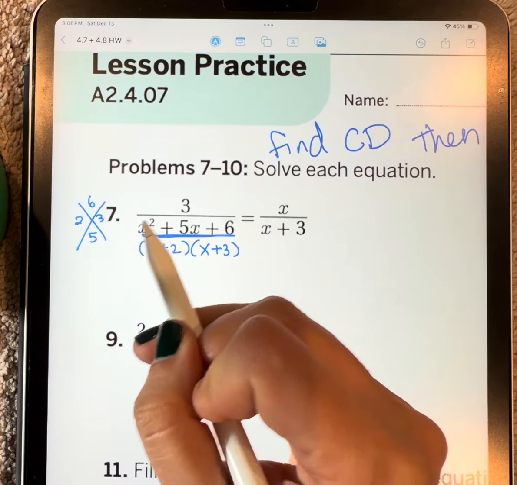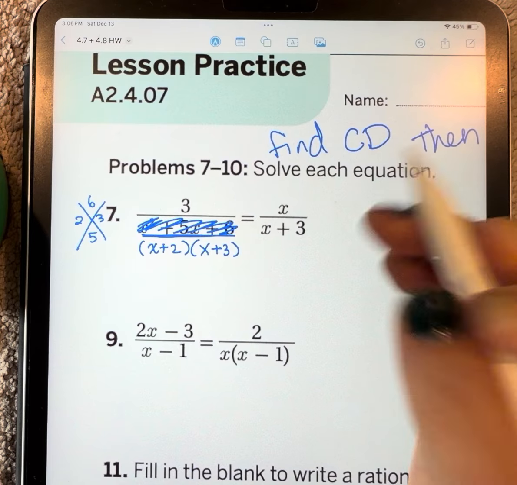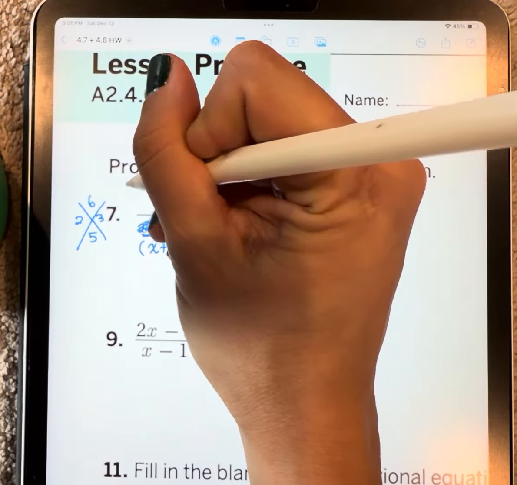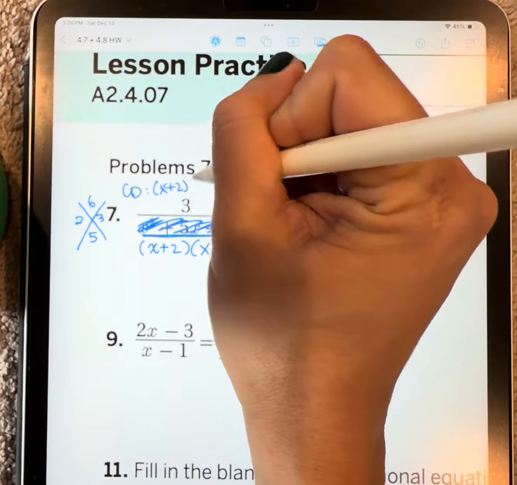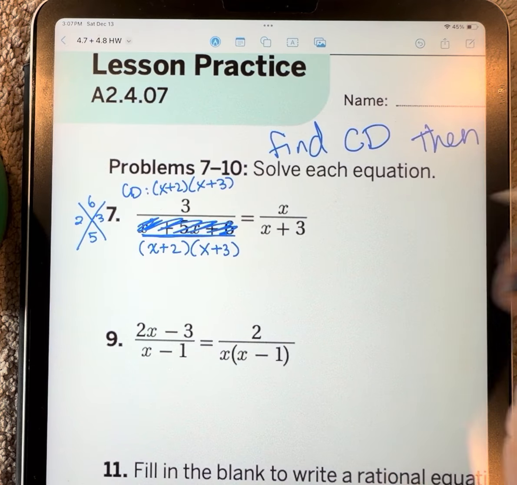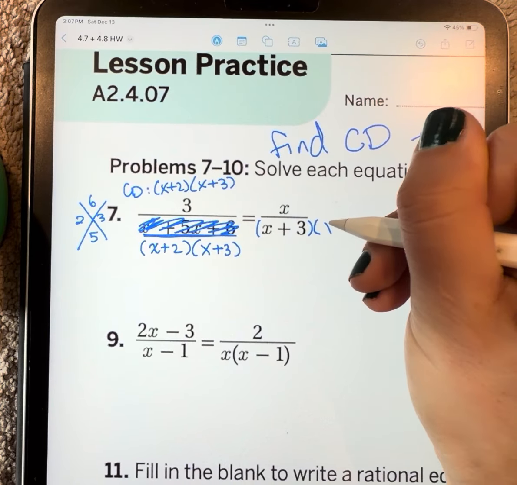So we really just have 3 over this. And then on this side I have x plus 3. So my common denominator is x plus 2, x plus 3. That would include everything that's in the denominators. This one already has an x plus 3. So all it needs is the x plus 2.